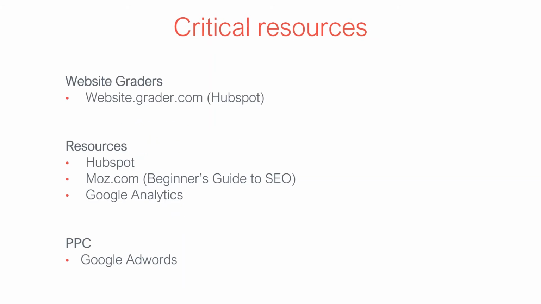Here are some other critical resources that can help. Website graders, which is website.grader.com, and then resources such as HubSpot, Moz.com, which is a beginner's guide to SEO, and Google Analytics. And finally, for pay-per-click, Google AdWords is your best source.